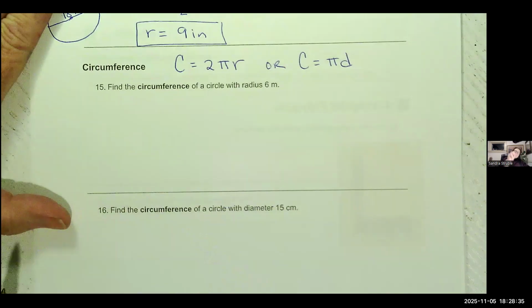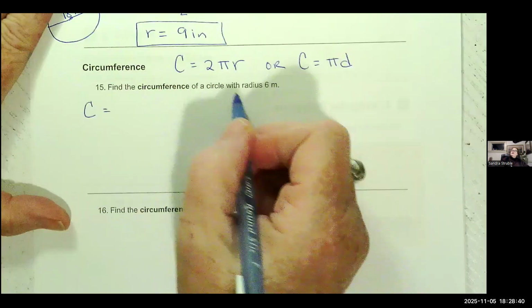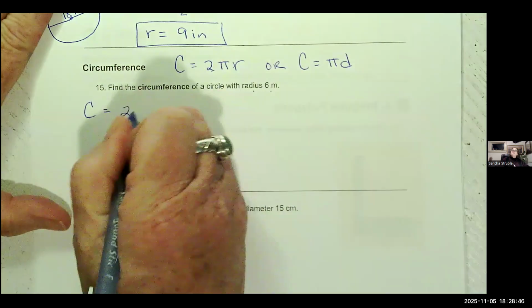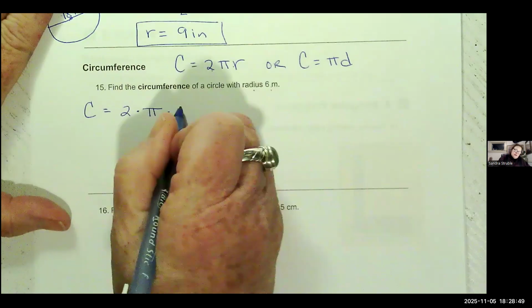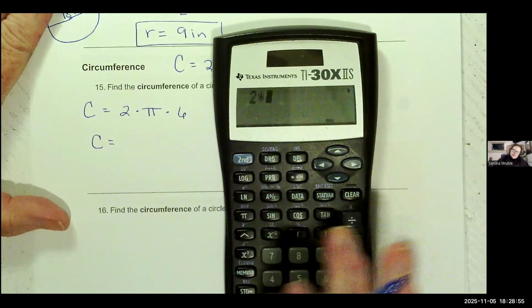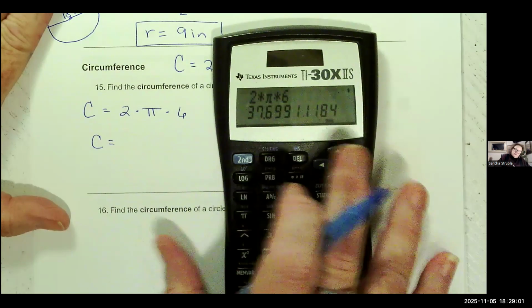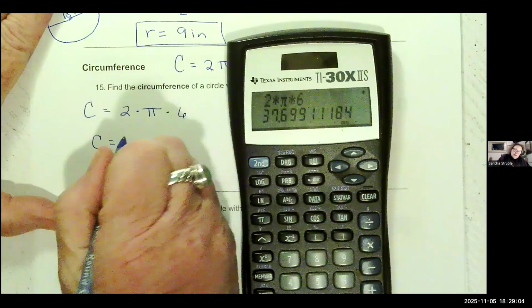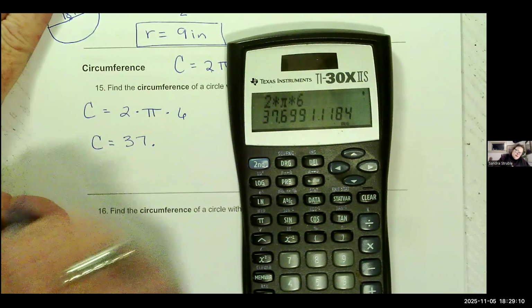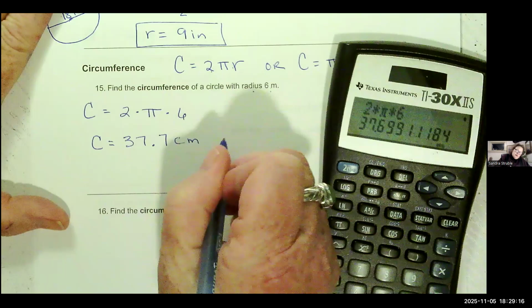So circumference is the distance around the circle. And our radius is 6 meters. So we've got a radius, so I'm going to use this one. 2 times pi times the radius of 6. So our circumference is 2 times the pi symbol, do not use 3.14, times 6 equals 37.699. And so I'm just going to round this to the first decimal place, so 37.7. And this is centimeters. Nope, this is meters. Sorry, meters right there.